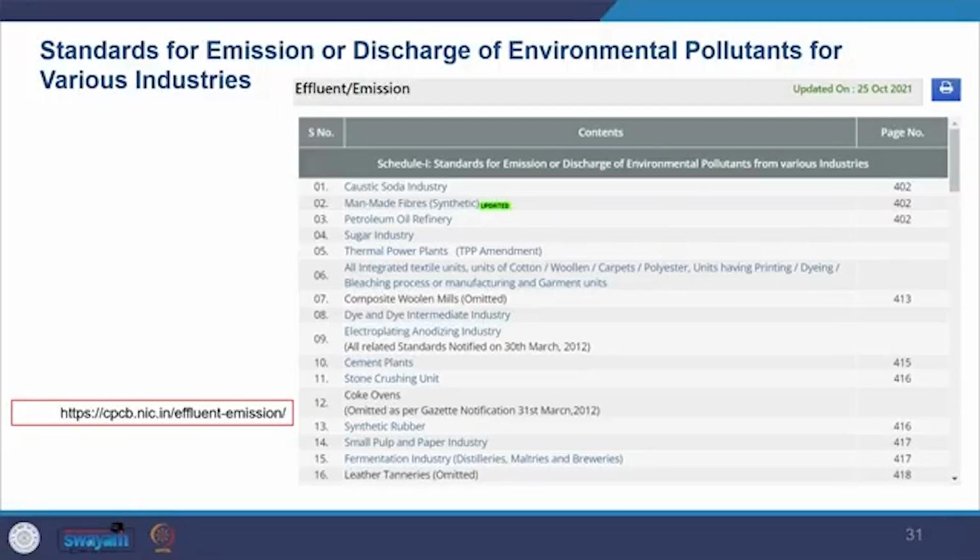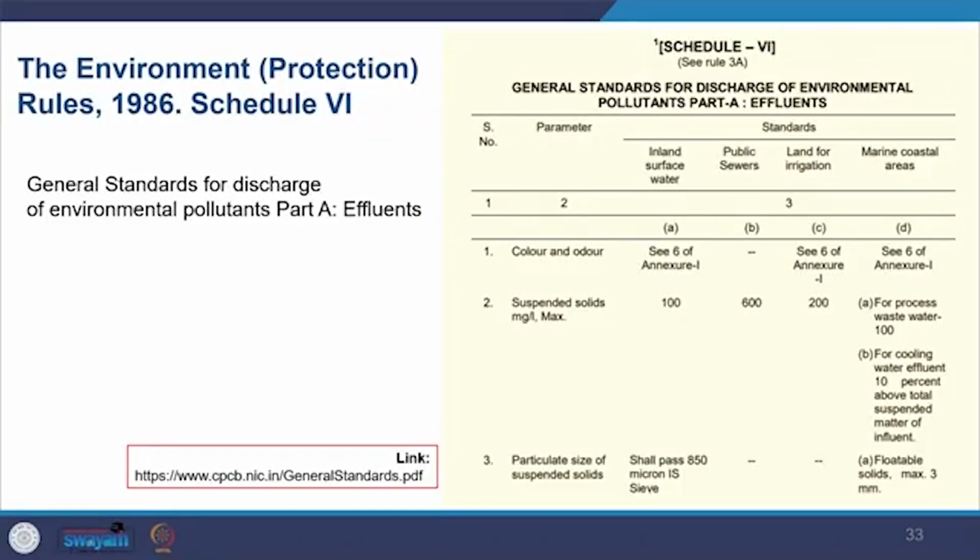You would also find standard rules for wastewater from domestic and industrial sources. In the image, you can see the standards for emissions or discharge of environmental pollutants for various industries available on the CPCB site. The link is provided for your reference. You can see here all the industries. Then in the following image, you can see the general standard for discharge of environmental pollutants through effluent. In the first column, you can see parameters such as color and odor, and suspended solids.